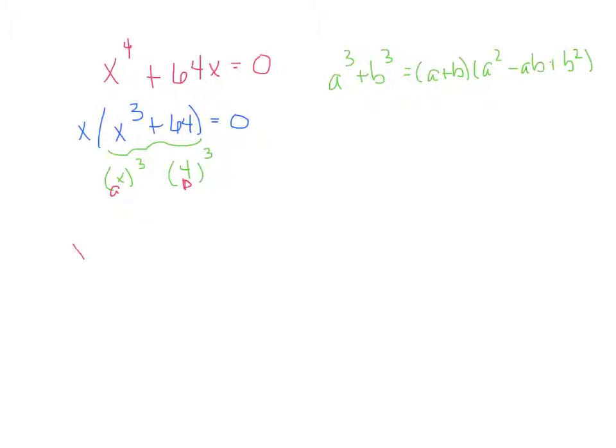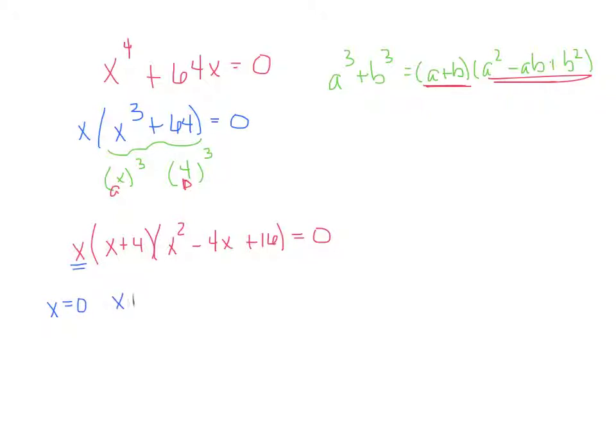And so we're going to leave the x out front. A plus b turns out to be x plus 4. And then a squared is going to be x squared minus 4x plus 16 equals 0. Alright, and so from here we're going to set each one of these factors to 0. So you get x equals 0, so never drop that off. X equals 0, x plus 4 equals 0, and x squared minus 4x plus 16 equals 0.